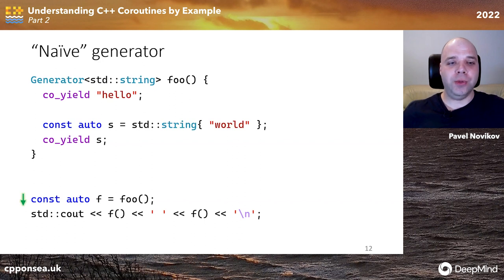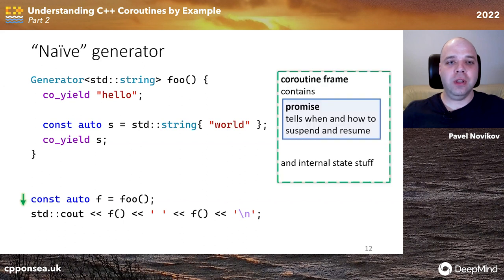So let's see how it works on the bird's eye view. We execute this statement. We call the coroutine function. A coroutine frame is created for us. The coroutine frame contains some internal state stuff and the promise object, type of which we have to define ourselves. And the promise object tells when and how to suspend and resume the coroutine, and also contains some state stuff that we need to make this all work.